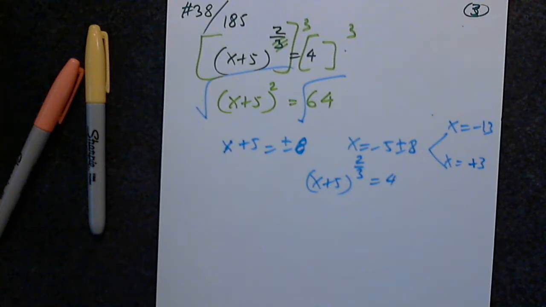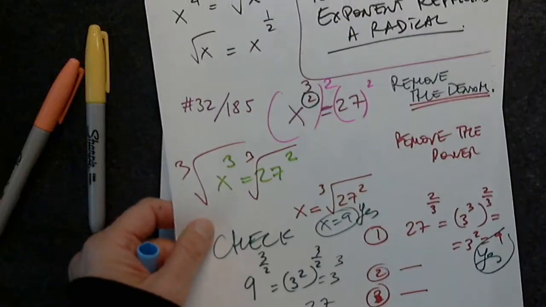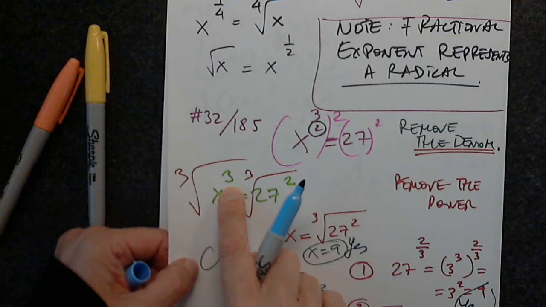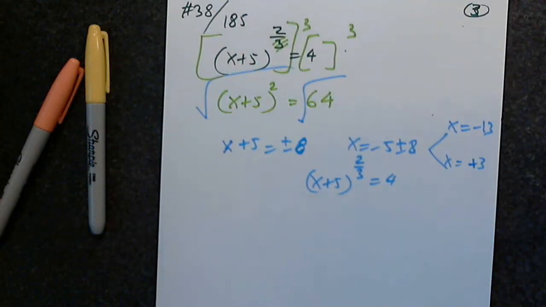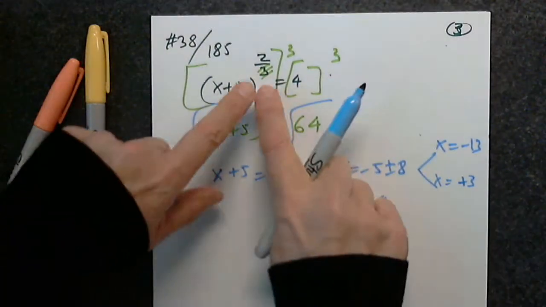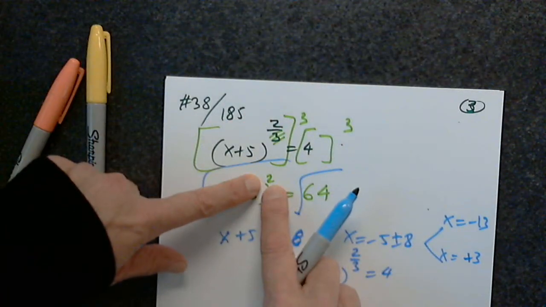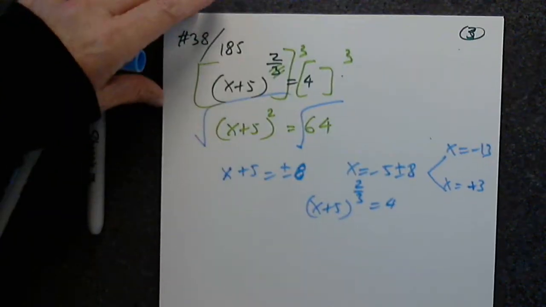I just want to make sure that that's clear. I did not change the method on you. We remove the denominator first, and then we remove the numerator. Okay, so we want to see a third one?